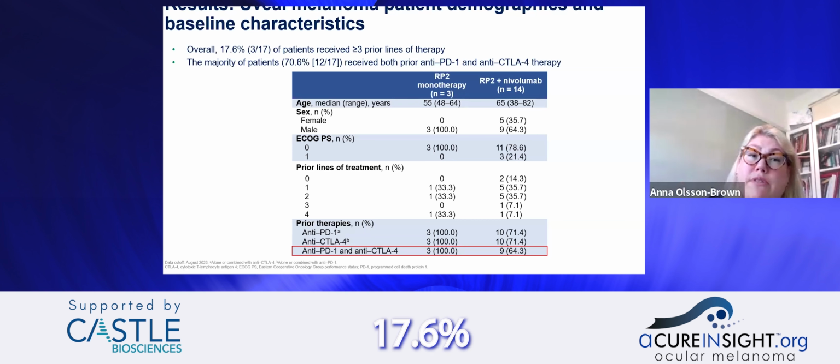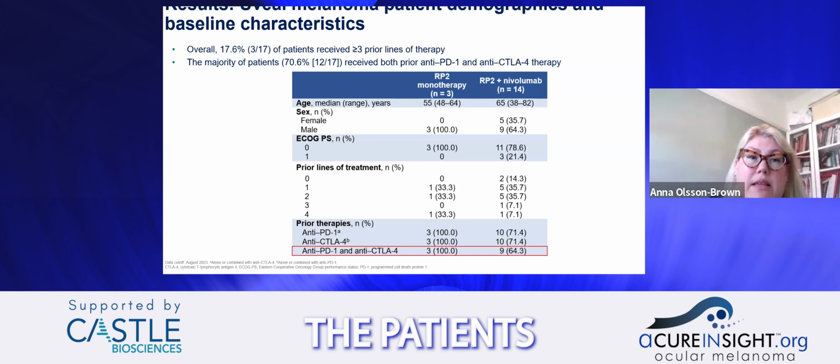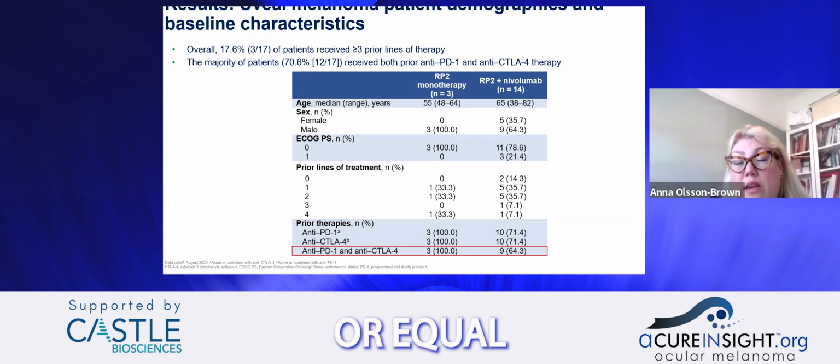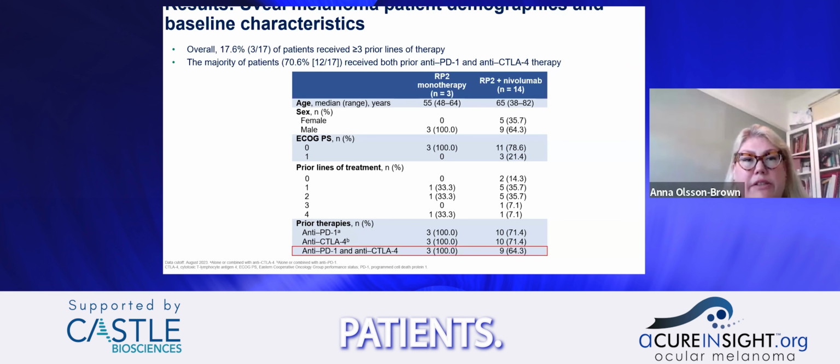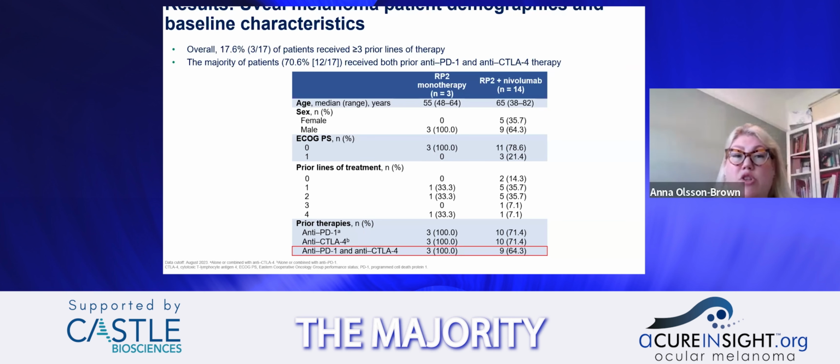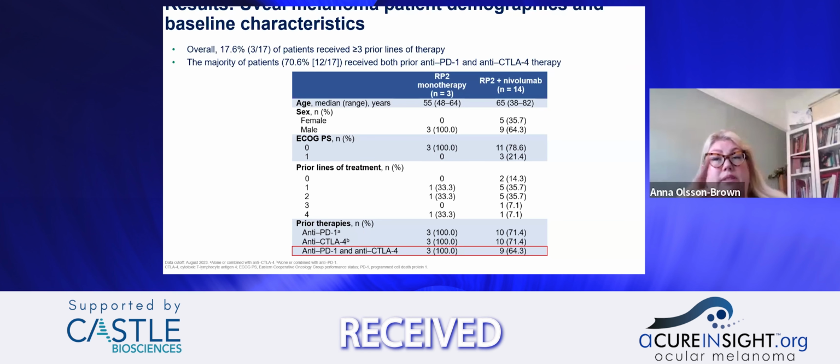And overall, 17.6% of patients had received more or equal to 3 lines of prior therapy. So these were heavily pre-treated patients, and the majority had also received this combination of PD-1 and anti-CTLA-4. If we look at the clinical activity, which is essentially where we're looking for early markers of clinical activity in this patient group, did we see any, was really the fundamental question.